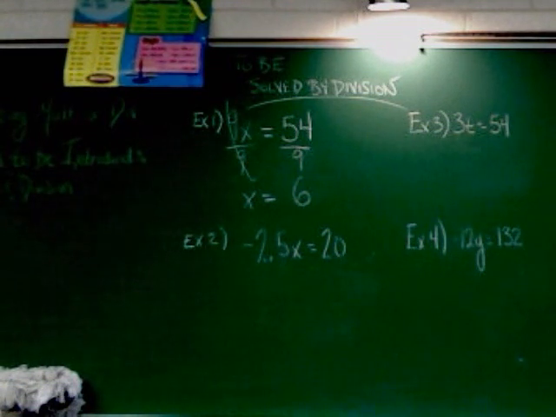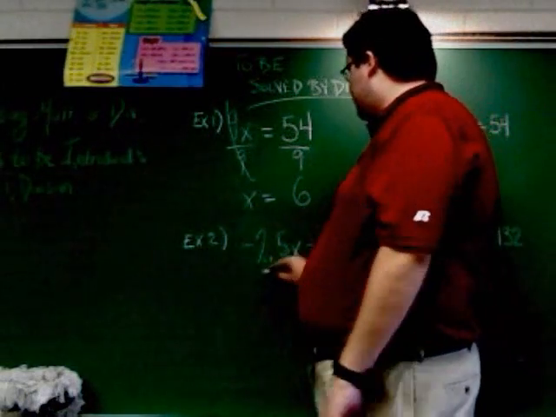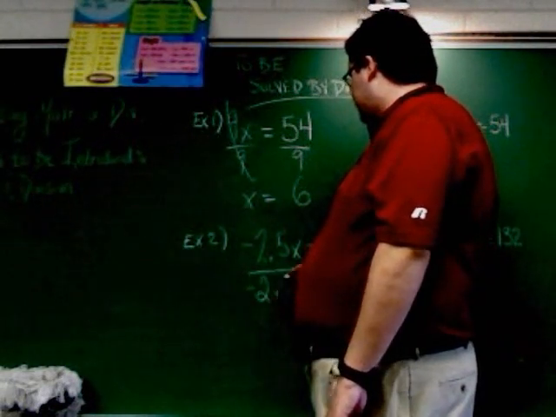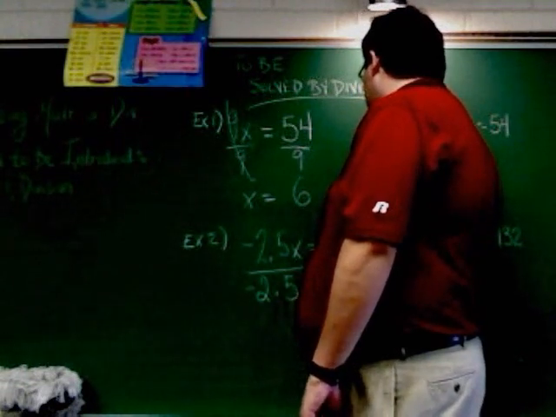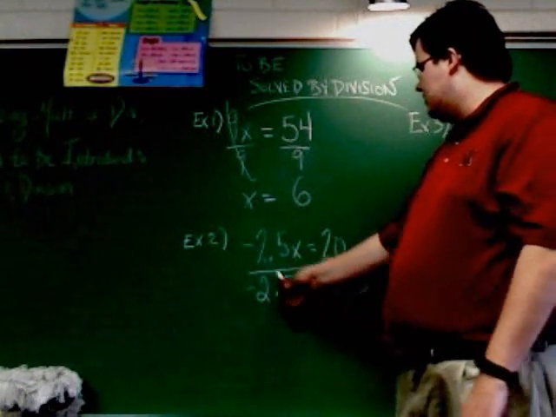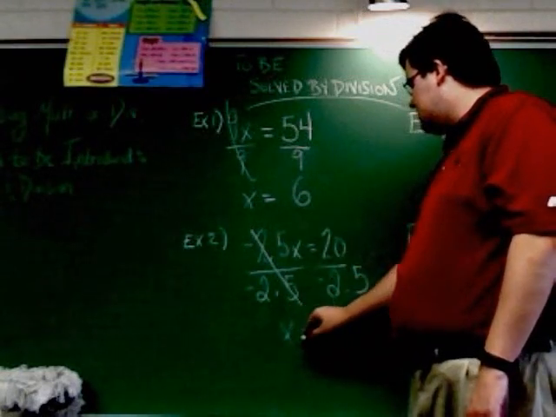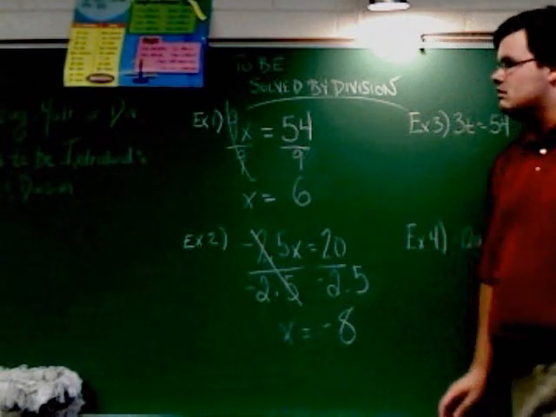All right, example 2. Negative 2.5x equals 20. All right, so solve this problem. It's a multiplication problem, so I'm going to have to do what to solve it? Divide. And I'm going to divide each side by negative 2.5. It is negative up there. So I do have to divide by negative 2.5. The negative 2.5s cancel out, and I'll get x equals negative 8.